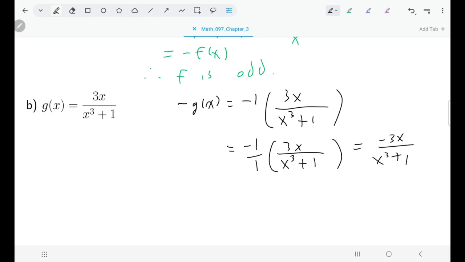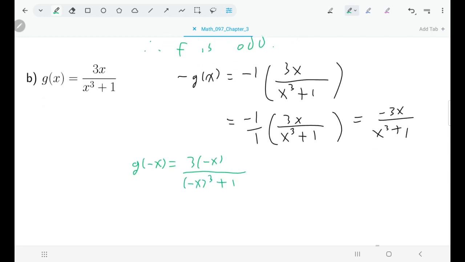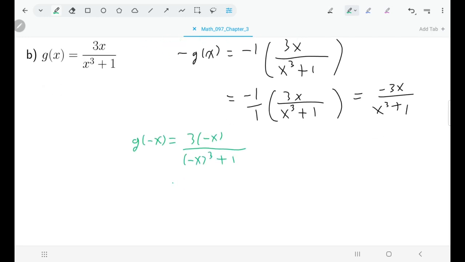Okay, so now let's look at what we really want to investigate. What is g of negative x? Is that the same as my original function? Is that the same as -1 times g of x, or is it something else? So g of negative x, same as before, taking my original function and replacing the x's with negative x's, and then simplifying just a little bit. That gets me minus 3x on the top, negative x cubed plus 1 on the bottom.